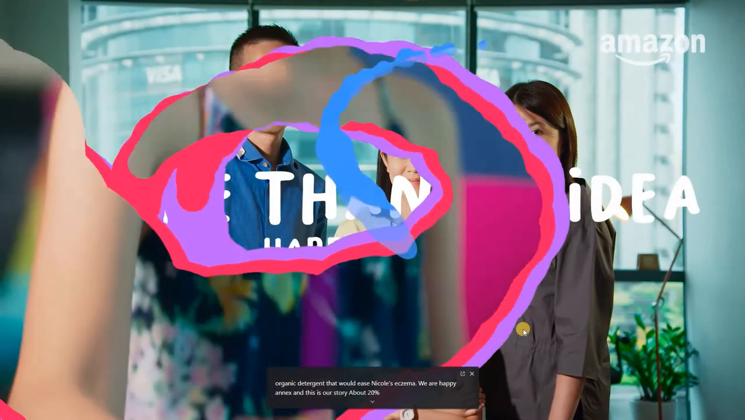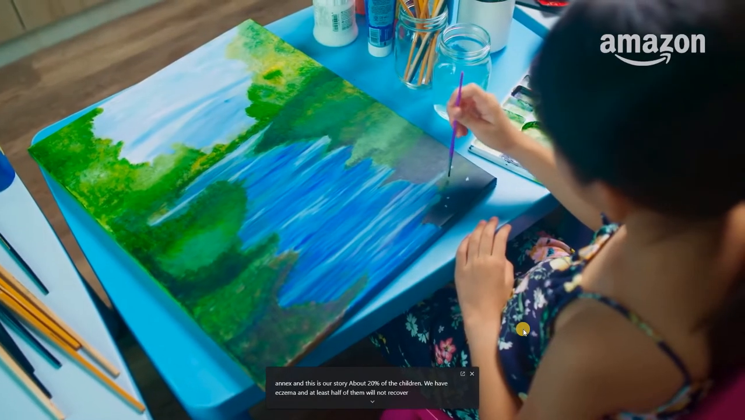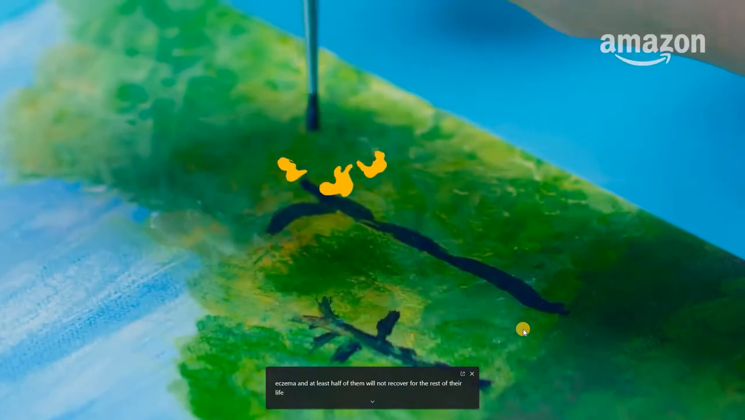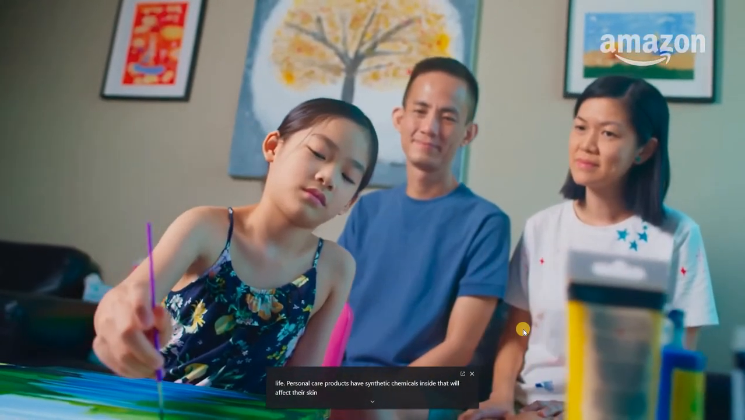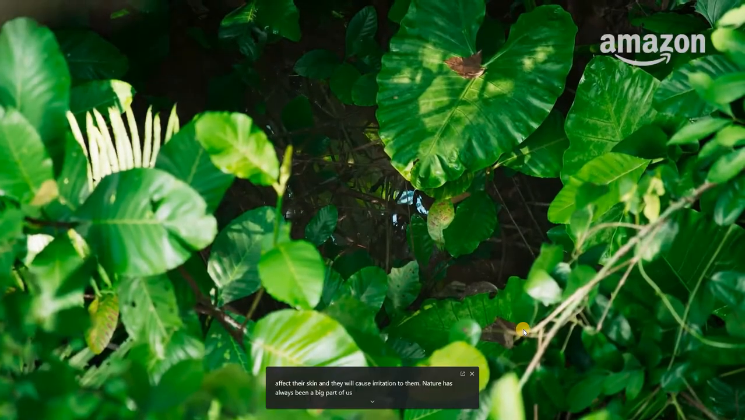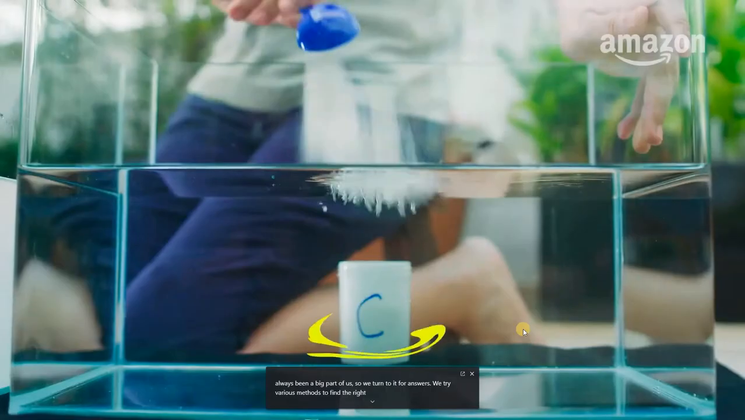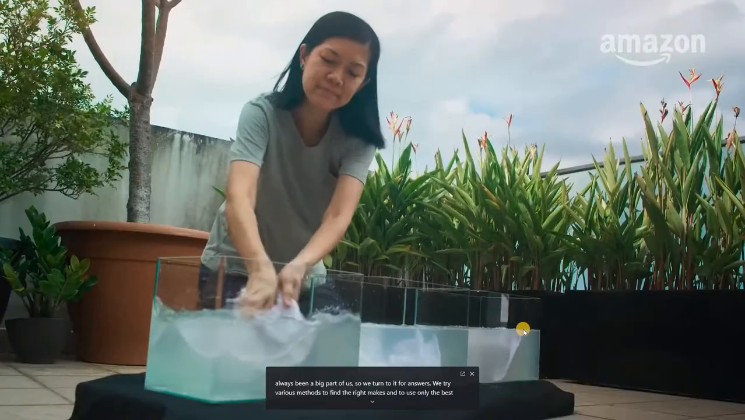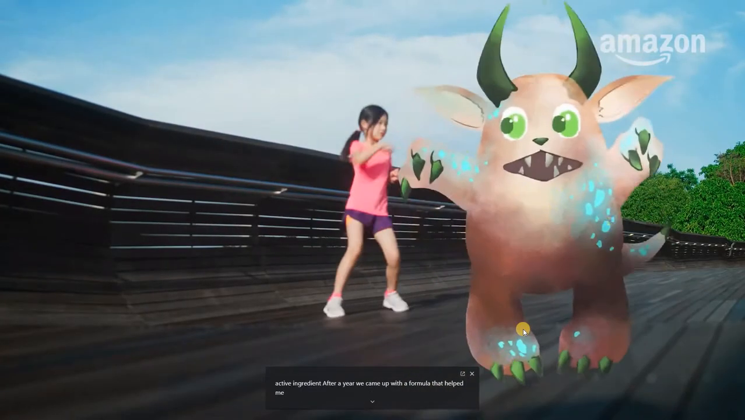About 20% of children will have eczema, and at least half of them will not recover for the rest of their life. Personal care products have synthetic chemicals inside that will affect their skin and cause irritation to them. Nature has always been a big part of us, so we turn to it for answers. We tried various methods to find the right mix and to use only the best active ingredient. After a year, we came up with a formula that helped Nicole recover from eczema.